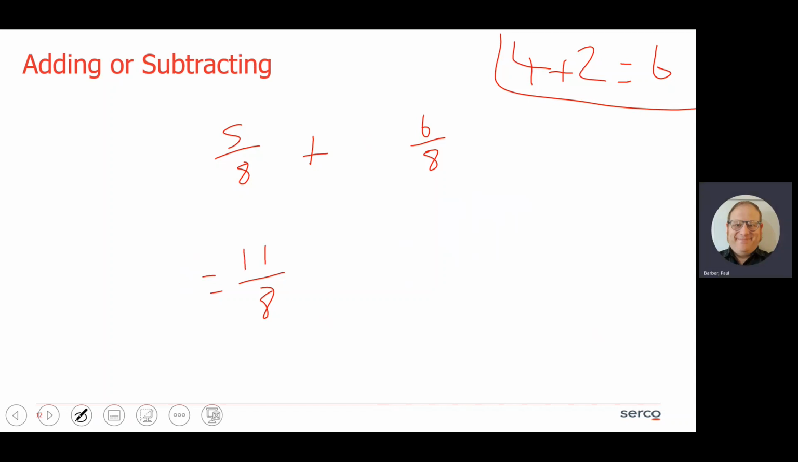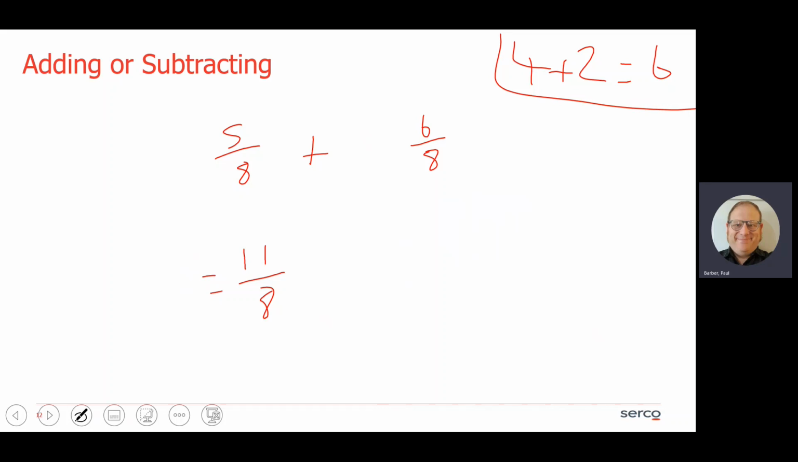So if you think about it, we had 5 8s, 5 bits of something in 8s, and 6 bits on the other side. Put them both together, they're still in 8s, but there's 11 of them. As I say, if you're a bit unsure about adding fractions or subtracting fractions for that matter, we have got a separate video on working with fractions that I would recommend you go back and have a look at.